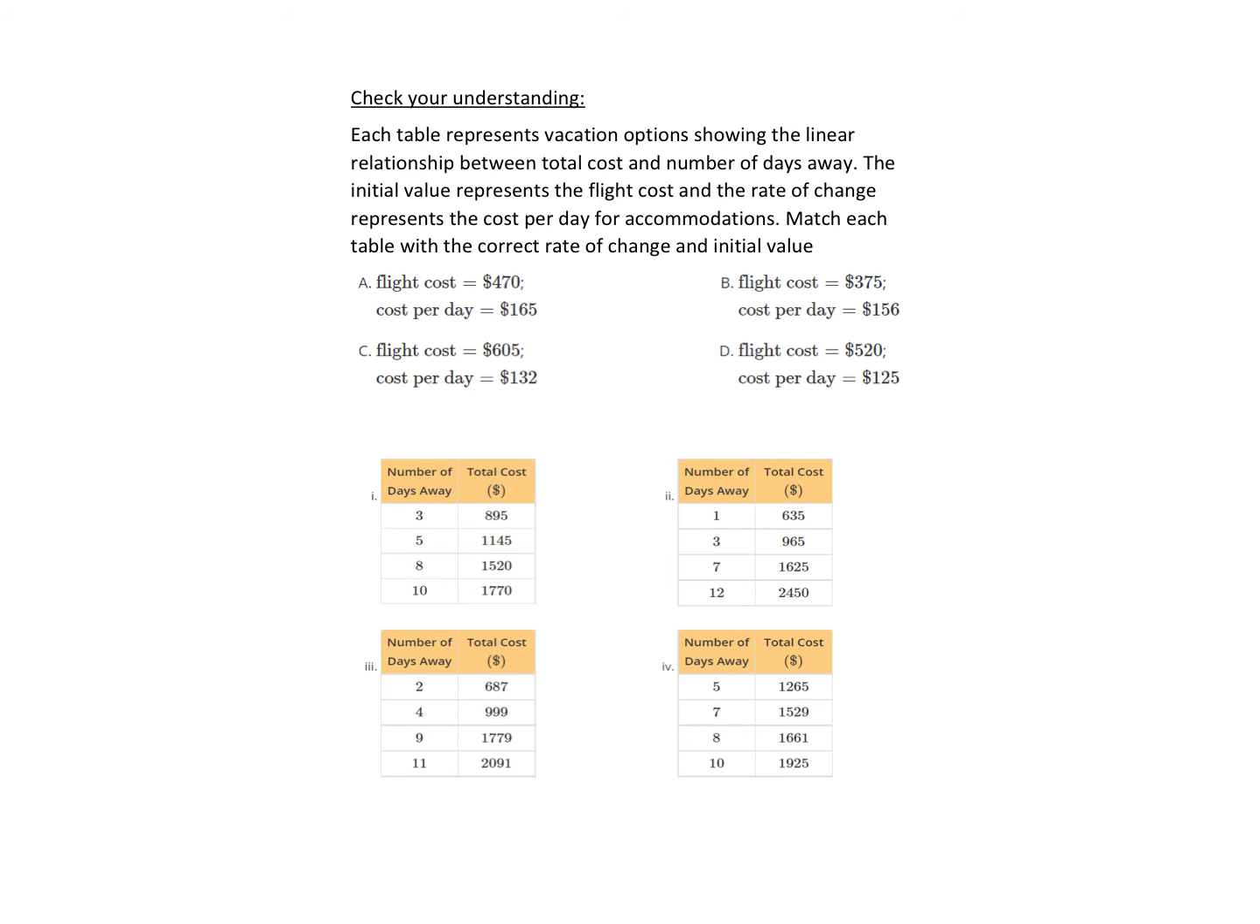Okay, so here is 4 different flight options and 4 different tables of values. So what we're measuring is number of days away, which is my x, and total cost is my y. So we want to match the table with the initial value, which is the flight. So that's the cost of the flight. So it says here the initial value represents the flight cost and the rate of change represents the cost per day.